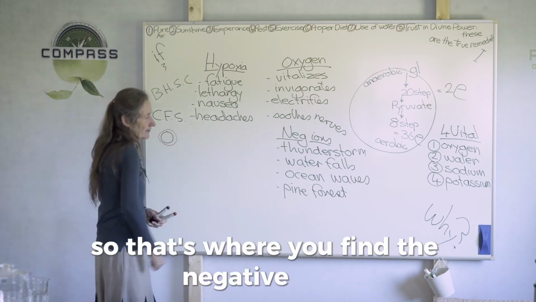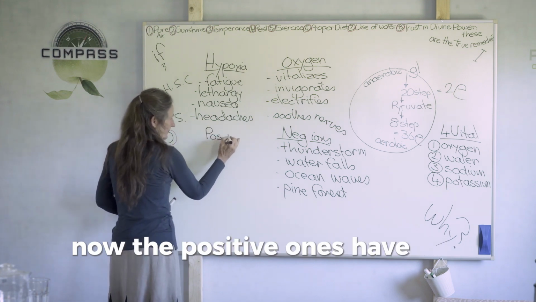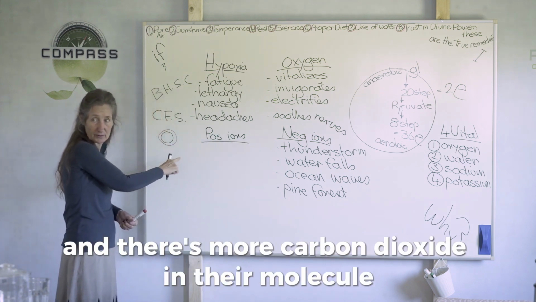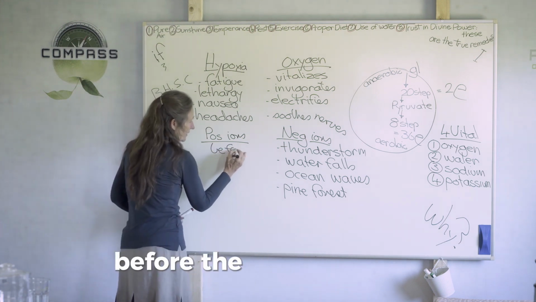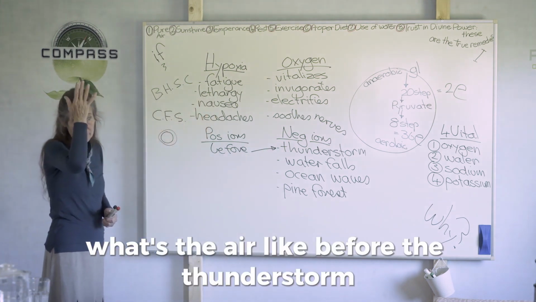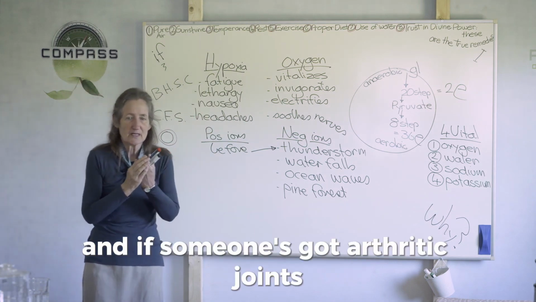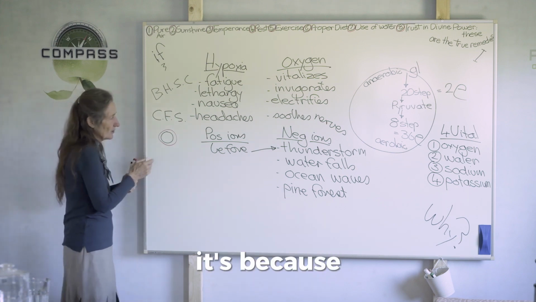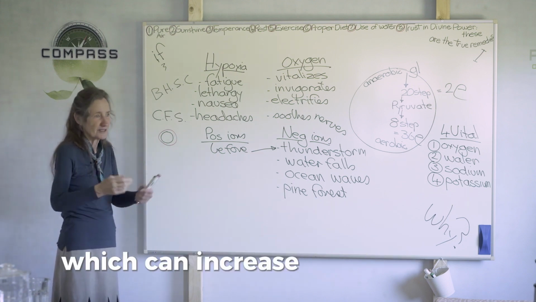So that's where you find the negative ions. Where do you find the positive ions? Now the positive ions have the positive charge, so they're the bad guys, and there's more carbon dioxide in their molecule than oxygen. So you will find the positive ions before the thunderstorm. What's the air like before the thunderstorm? It's heavy, isn't it? And if someone's got arthritic joints, they'll say, oh, the storm's coming, my arthritis is hurting. It's because the positive ions have a depressing effect on the serotonin in the brain, which can increase inflammation.